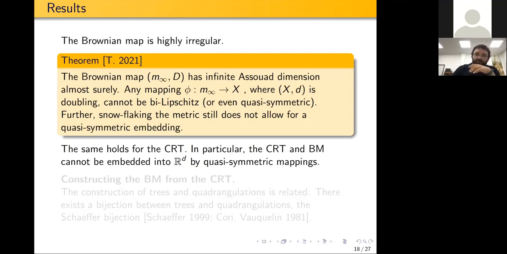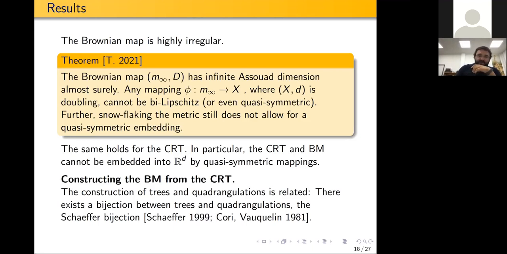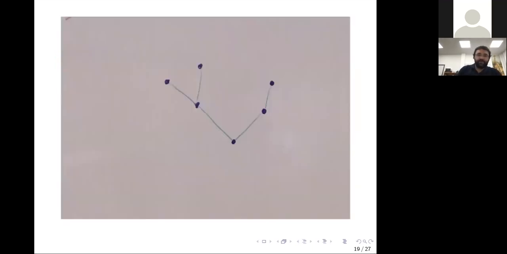The way you go from this tree that we have to a quadrangulation is with something called the Schäfer bijection, which gives you an explicit bijection between trees and quadrangulations. And the process looks a bit like this. You take a tree, you have a root somewhere, and you label it with 0. And then you label this tree in a way that the difference in labels between any two adjacent vertices is 1.